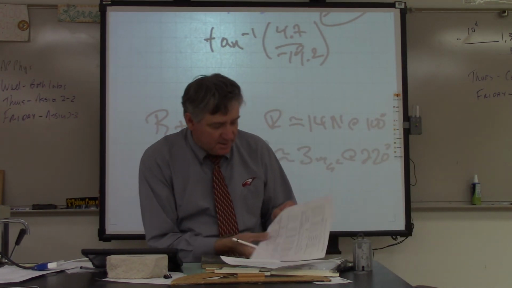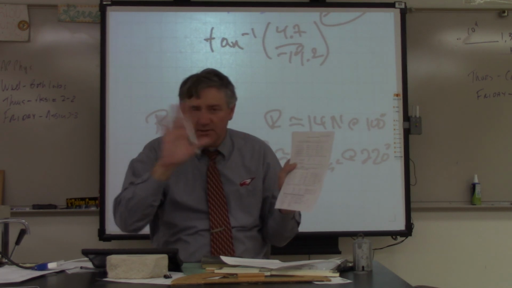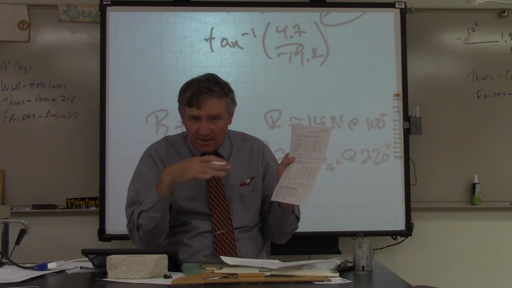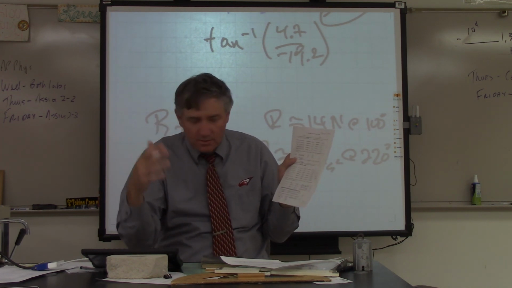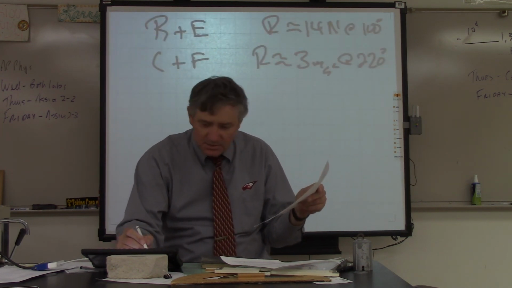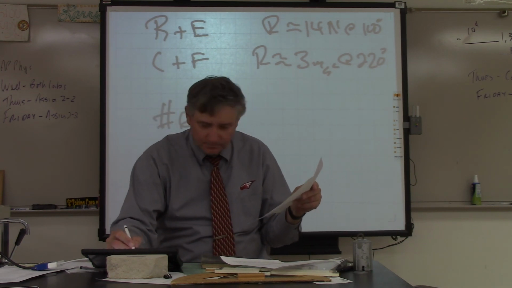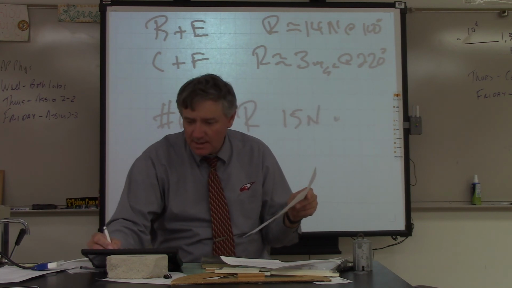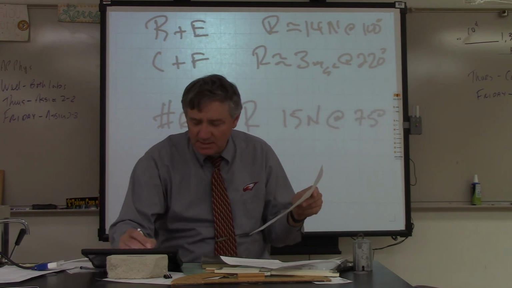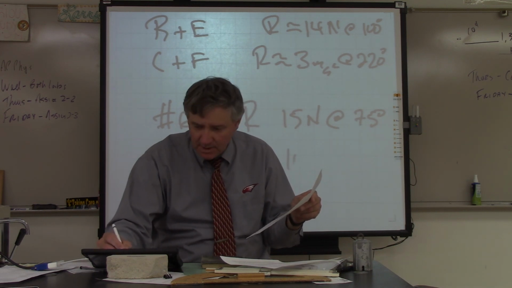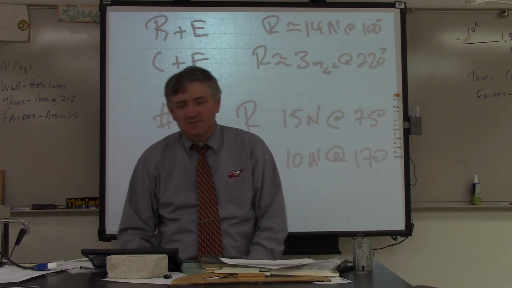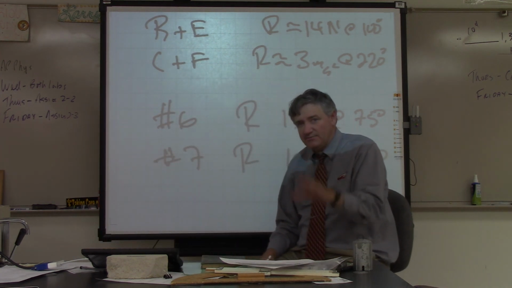Now, on number 6 and number 7, you're starting over from scratch. You've got to find all the x components, find all the y components, draw the resultant, the whole process. If all goes well on number 6, the resultant should be around 15 newtons at about 75 degrees. And on number 7, that resultant should be around 10 newtons at around 170 degrees. This will at least give you a ballpark to see if you did these right.